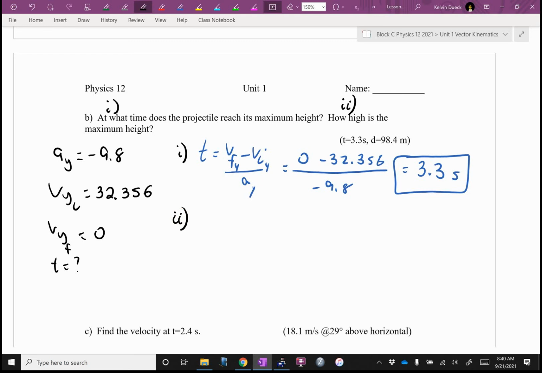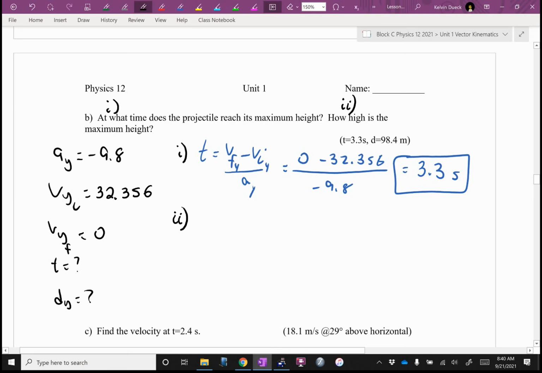What is the second question? Second part wants us to find how what? I think that's going to be a dy. Well, I'll just write down here, dy equals question mark. Looking for an equation that has all of those.